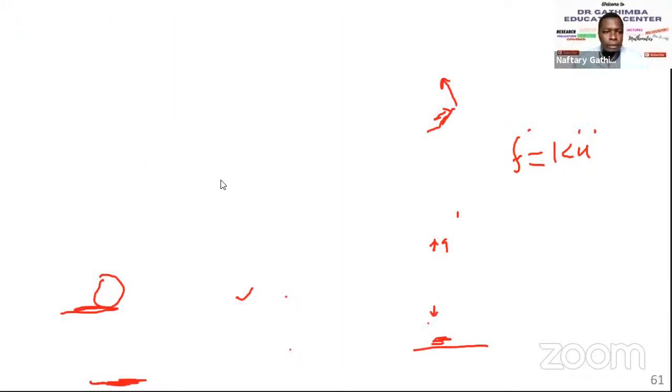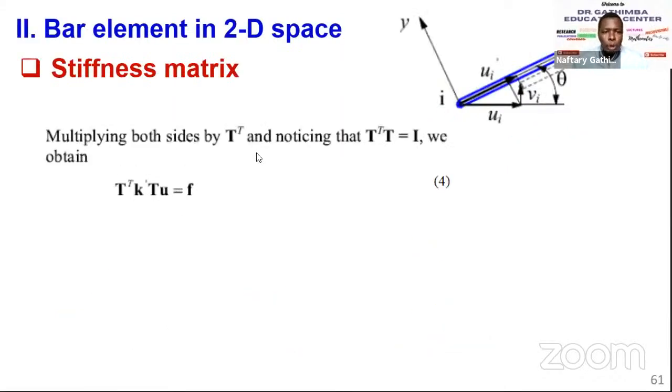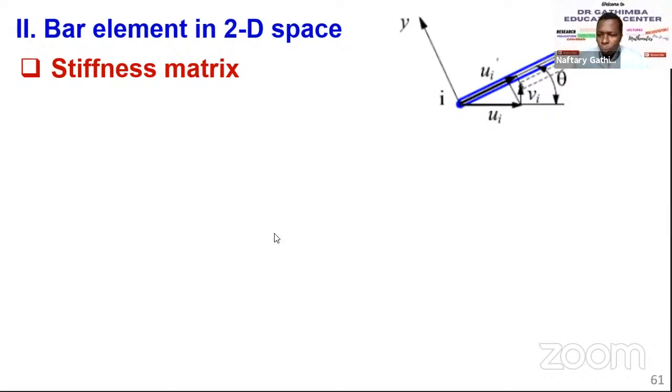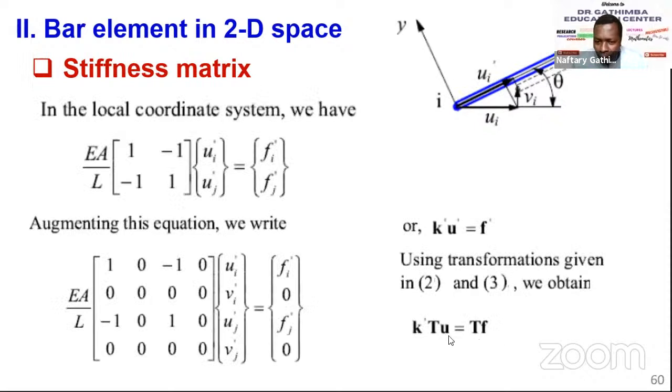To work this out, if you pre-multiply both sides by T transpose, why? We are trying to be left with the stiffness matrix. So we want to be left with the stiffness matrix K on one side, so we want to move everything to the other side.